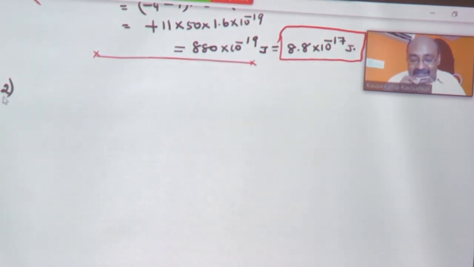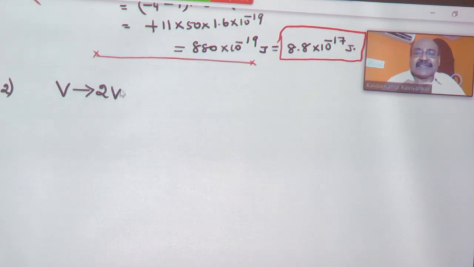Capacitance is a constant; it never changes with the charge or potential. Whenever there is an increase in charge, there will be an increase in potential, or if there is an increase in potential, there will be an increase in charge. If the voltage applied on a capacitor is increased from the original voltage V to 2V, what is the correct relation?